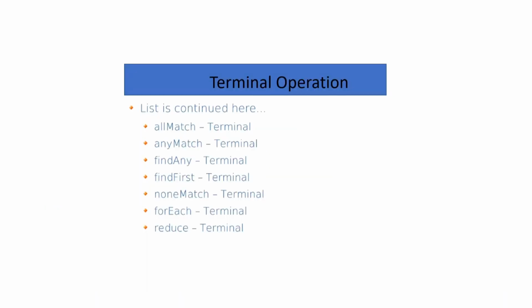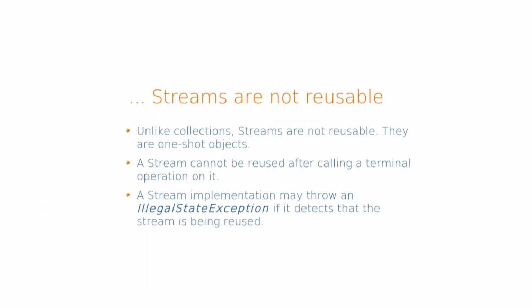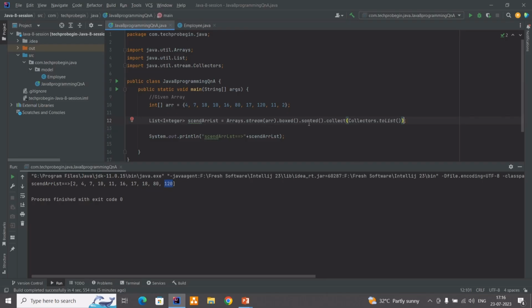So once you perform a terminal operation, after that you cannot use the stream API or apply an intermediate operation like this. So streams are not reusable. I have added something: in the second sentence you can focus on 'a stream cannot be reused after calling a terminal operation, and the stream implementation may throw an IllegalStateException if it detects that the stream is being reused.' So that's clear: once you apply a terminal operation, you cannot apply a stream operation again.